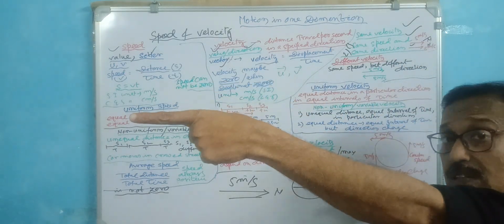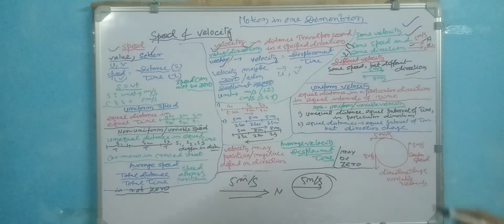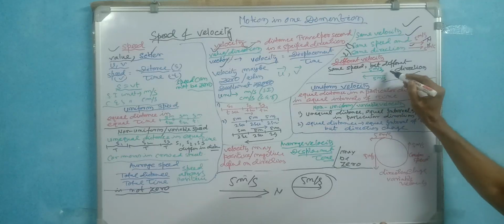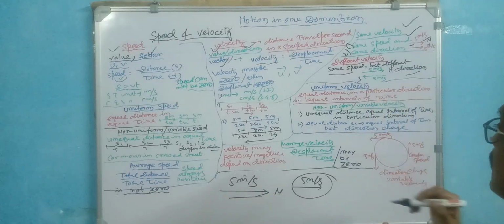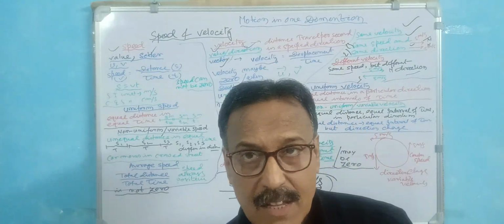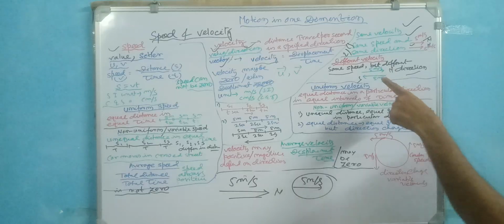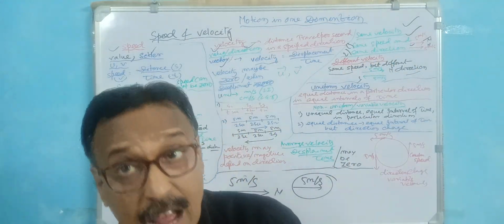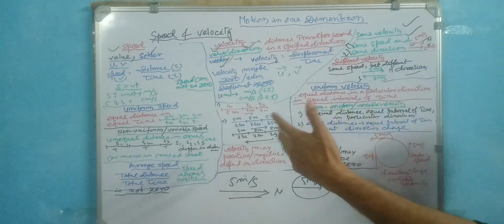But different velocity means same speed but different direction. This is the same speed, 5 meters per second, in the north direction, and the same speed, 5 meters per second, in the south direction. That means this is a different velocity, because the direction is changed. Here the particular thing is the direction. The value is the same, 5 meters per second, but the direction is changed. So different velocity. Okay, so same velocity and different velocity.